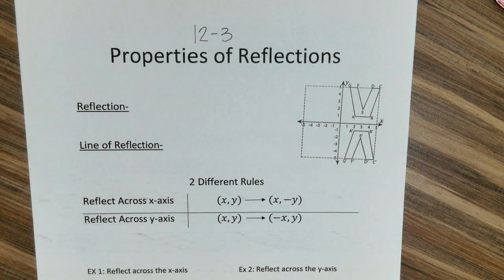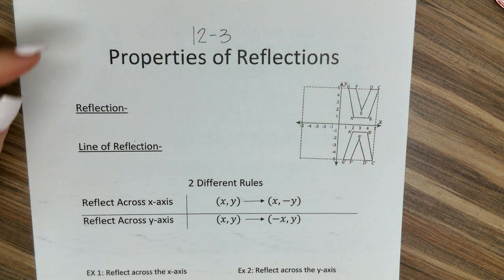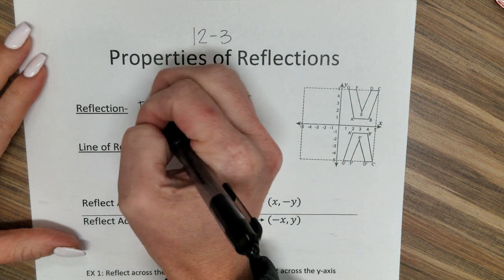Today we are moving on to the next transformation. Again, what does it mean to transform? To change. Yesterday we learned translations, which is what's a translation? A slide. Today we're going to focus on reflections. And a reflection is known as a flip.